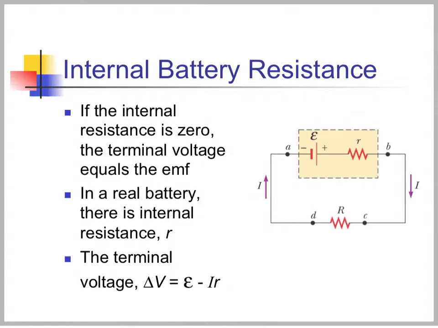And if the internal resistance is 0, then the voltage across the terminals is the same as the EMF. But in a real battery, there's some internal resistance. So the terminal voltage, delta V, that's the potential difference between A and B, is equal to the EMF of the battery minus Ir of the battery. So that means, depending on my current through the battery, the potential difference across the battery terminals could change.